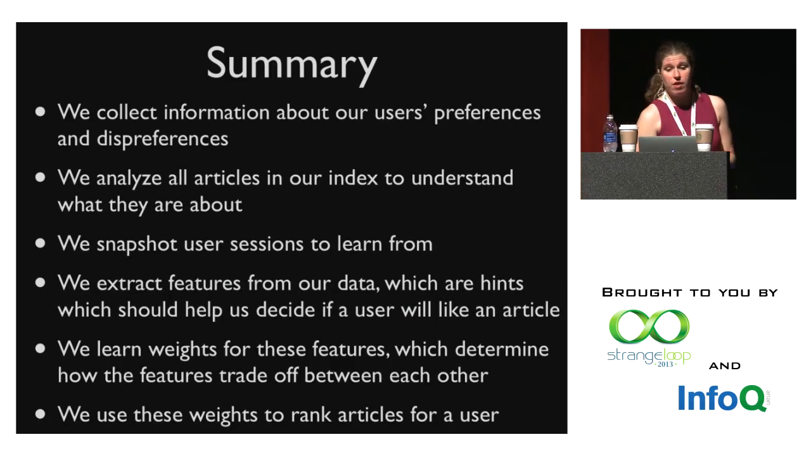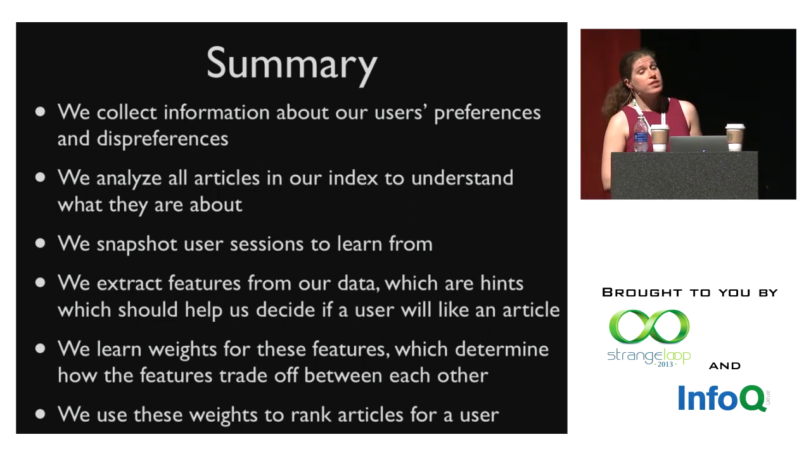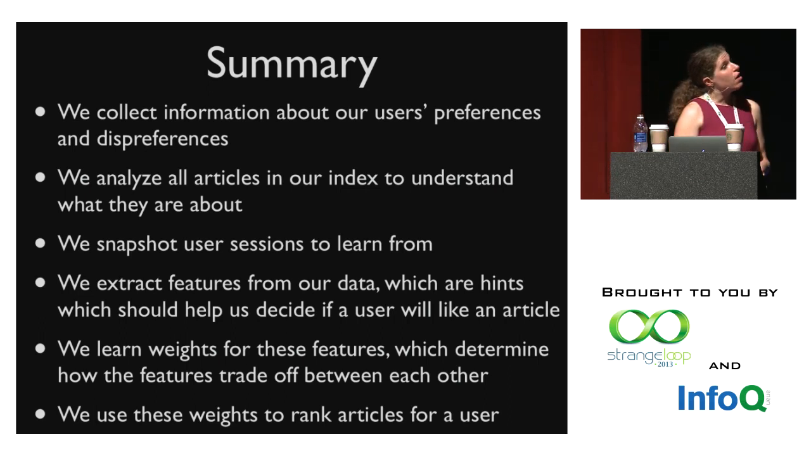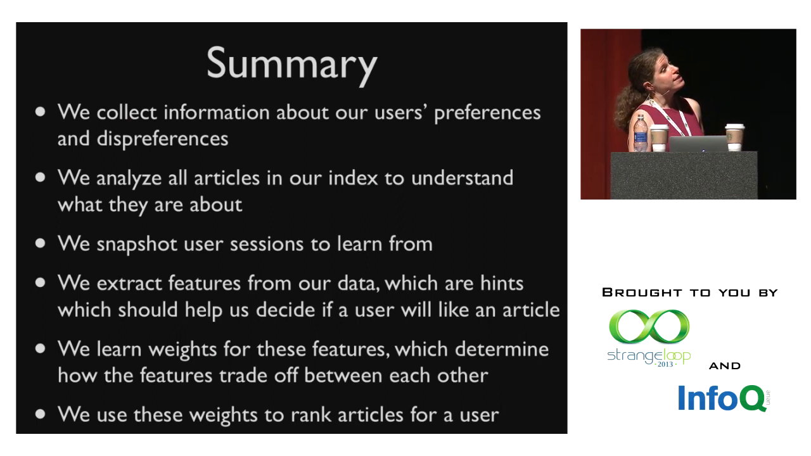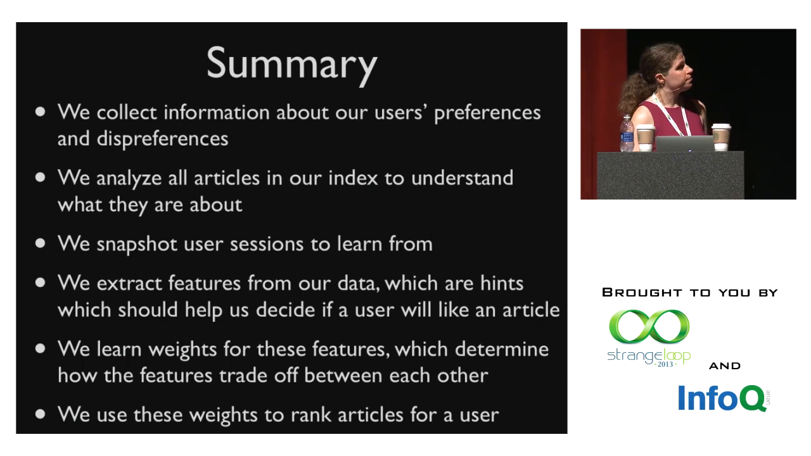And so here's a little summary of everything that I've told you so far. We collect information about our users' preferences and dispreferences, both explicit, which is the favorites that they've added and the people that they follow, as well as implicit, which is what stuff they actually click on. We analyze all of the articles in our index to understand what they're about. So this is the topics and the publishers and the key informative terms and the date in the article, all of that. And then we snapshot the user sessions that we're actually going to do the direct learning on.